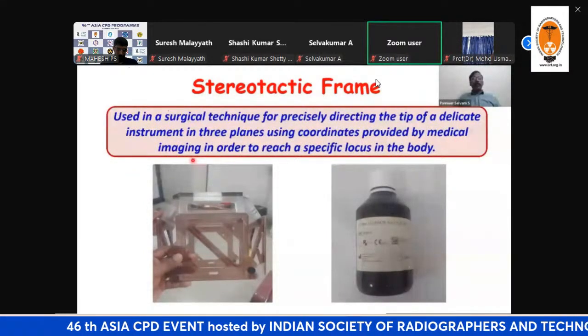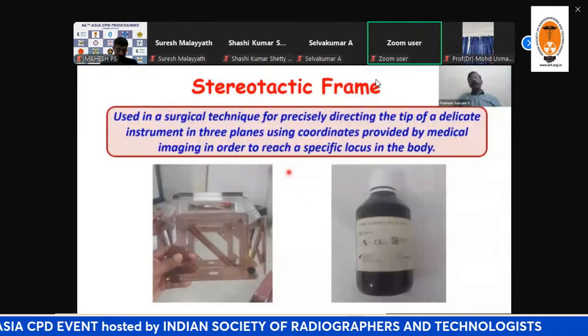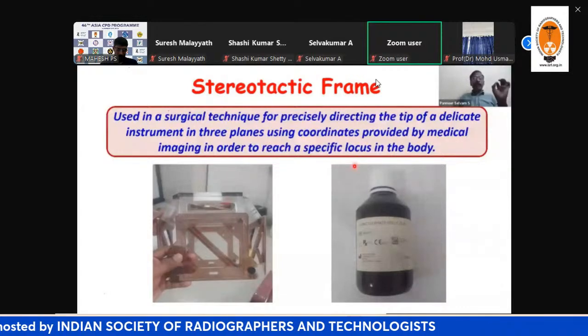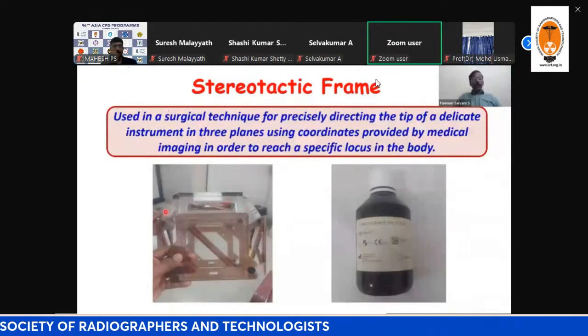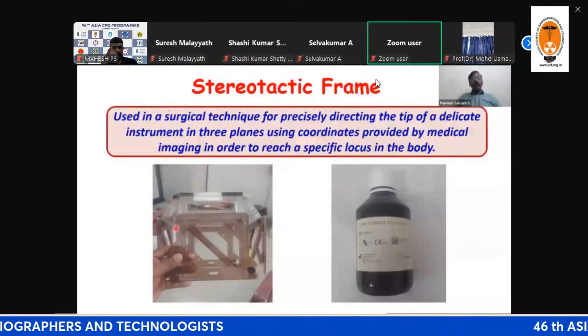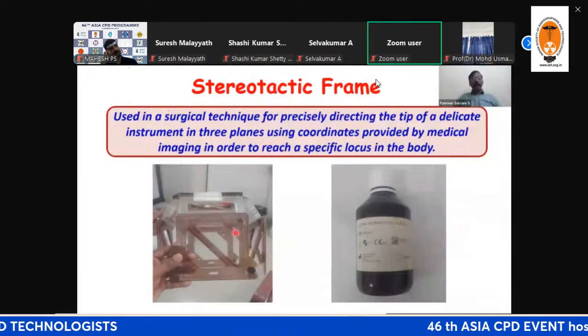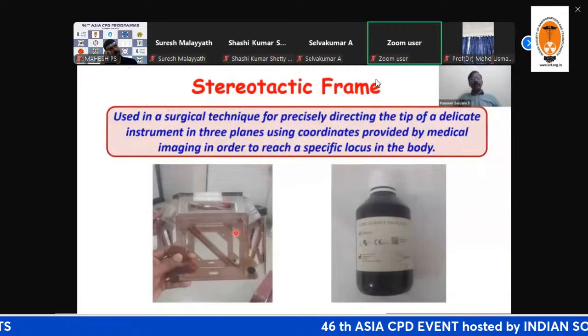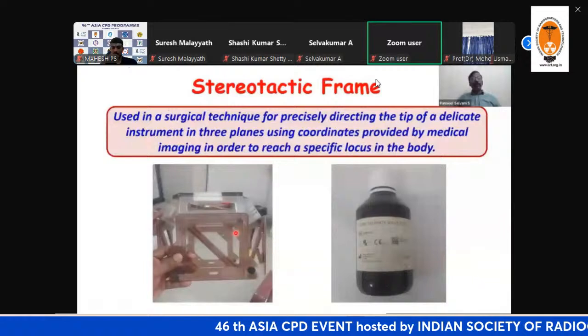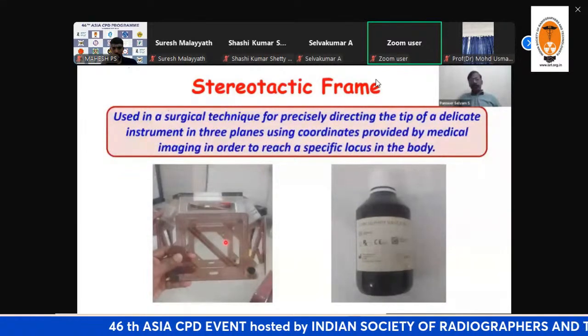For what purpose? For precisely directing the tip of a delicate instrument in 3 planes using the coordinates provided by the medical imaging in order to reach a specific locus in the body, that is a particular point in a body. What you see is the stereotactic frame. Okay, so this frame will be used in localizing the tissue which we are planning for surgery.